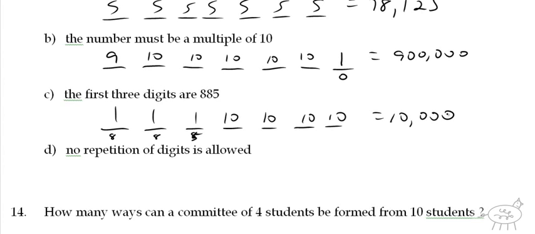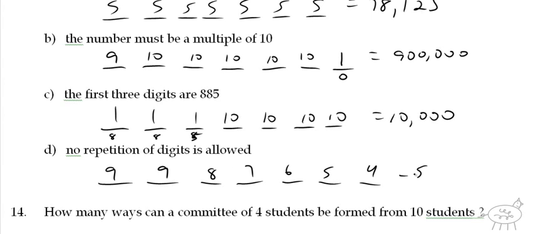D, no repetition is allowed. Okay, different story. 1, 2, 3, 4, 5, 6, 7. Come to the first spot, can't use a 0. So there's 9 possibilities. I've used one of those numbers, but 0 is back in the pot, so 9. And now, again, it goes down, right? 8, 7, 6, 5, 4. Okay? We multiply all that together, and we get 544,320.